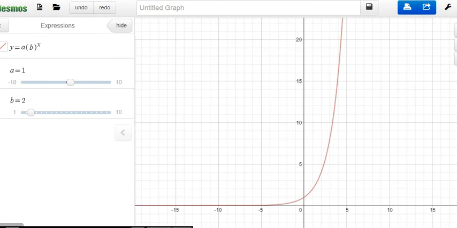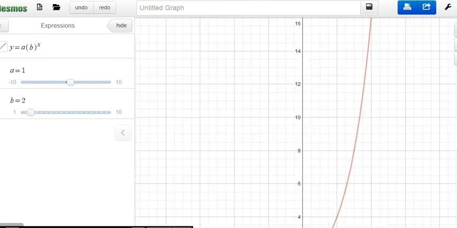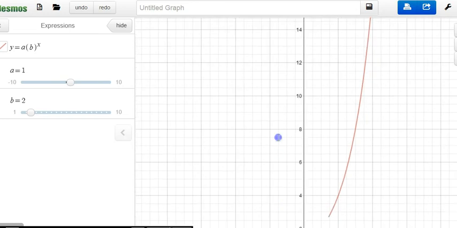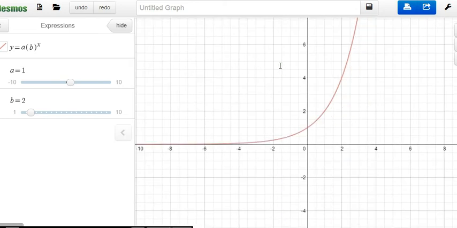Let's go look at the y-intercept. So let me just zoom in a bit. We'll have to move this as well. So what's the y-intercept right now? 1. Okay. Now, I'm going to change the b value. What's going to happen to the y-intercept? So watch the y-intercept. What's happening to the y-intercept? Absolutely nothing. It's the answer I wanted to hear.